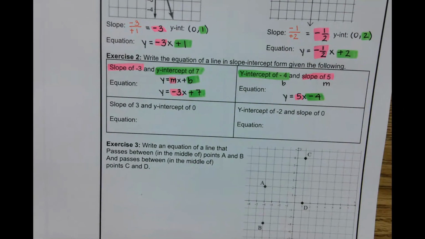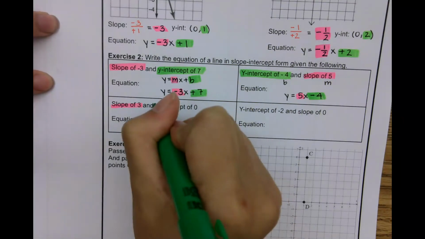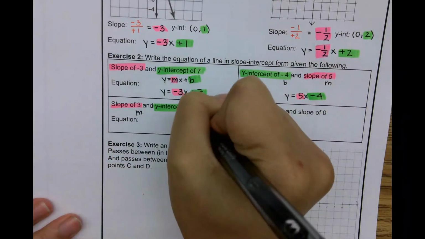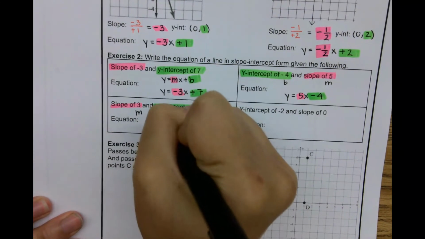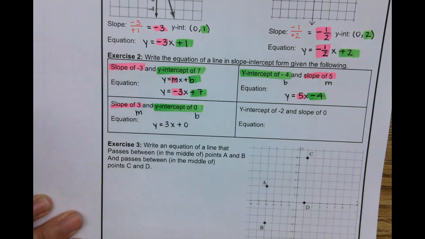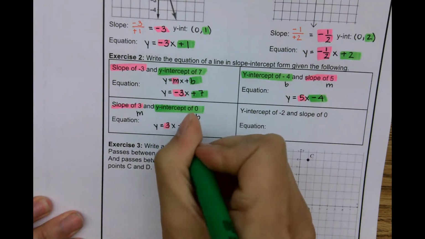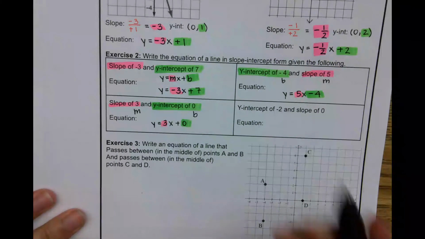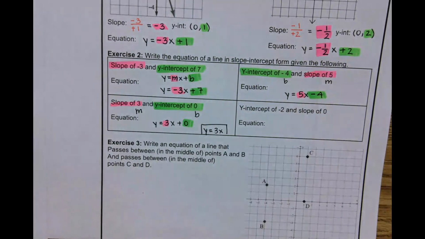Then here I have a slope of 3 and a y-intercept of 0. So this here is my m, this here is my b. Plugging it in, y equals 3x plus 0. Then I'm just going to simplify it. No need to write that plus 0. So I'm just going to write y equals 3x. And this is my final answer.